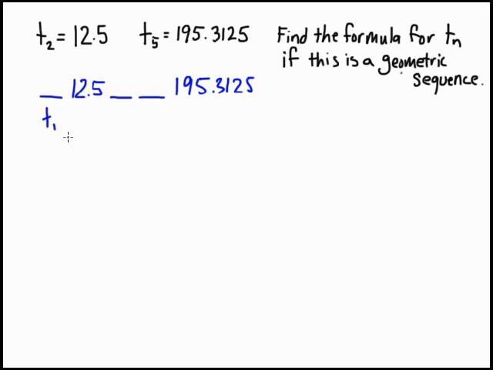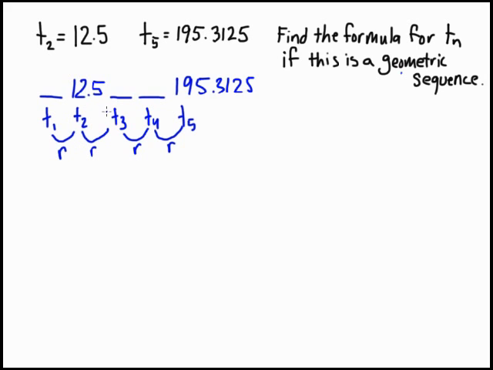Okay, so in a geometric sequence like this, we've got term 1. To get to term 2, we multiply it by some number. To get to term 3, you multiply it by the same number, and to get term 4, the same number again. So you keep multiplying by what we call the common ratio. What we want to do is figure out what term 1 is and what r is.